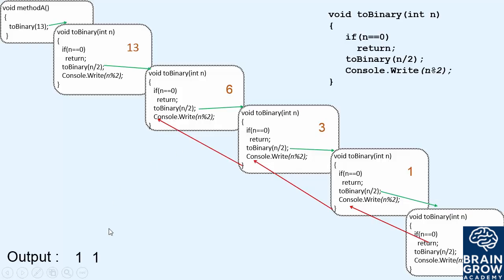Value of n is 6. 6 modulus 2 is 0. So 0 is printed. We return here. Value of n is 13. 13 modulus 2 is 1. So 1 is printed and then we return here. So this is how this method works.